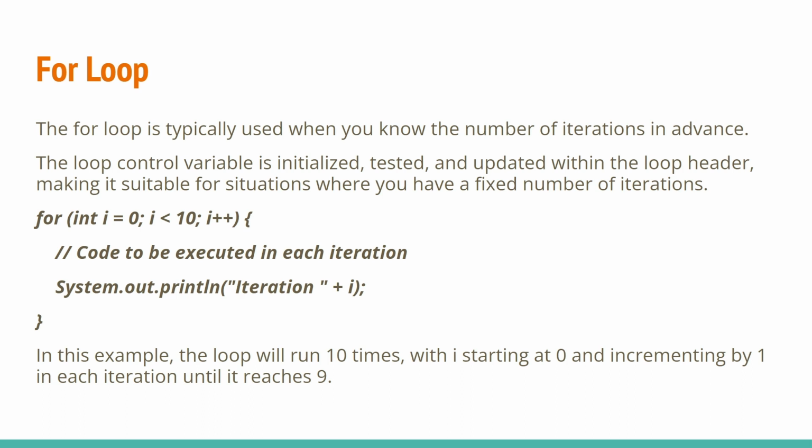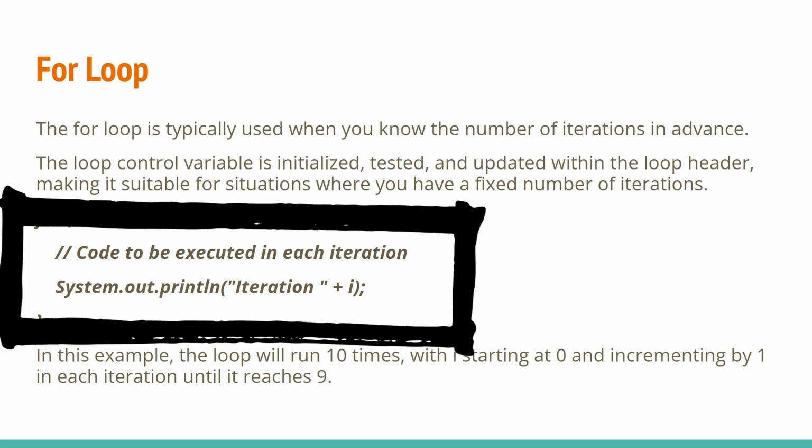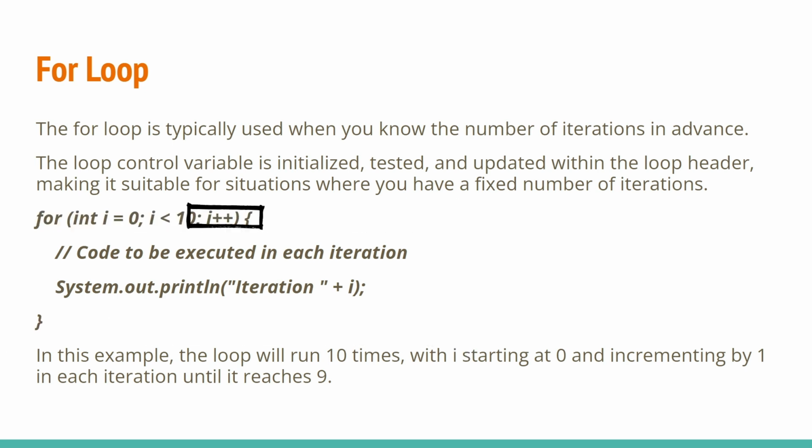In this example, we have integer i initialized to 0. The second part of the loop, after the semicolon, is the condition i less than 10. This condition is checked before every iteration. If this condition is satisfied, then we move ahead to execute the code block, and we increment in the last section of the for loop. We increment our variable, that is i. In this example, the loop will run 10 times, with i starting at 0 and incrementing by 1 in each iteration until it reaches 9.